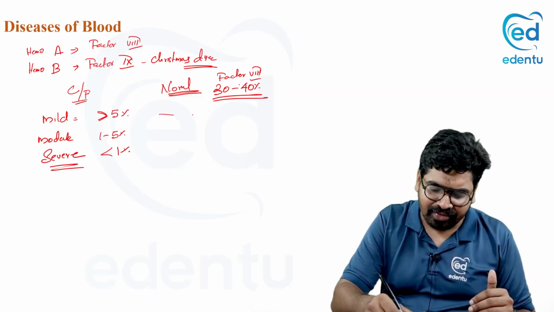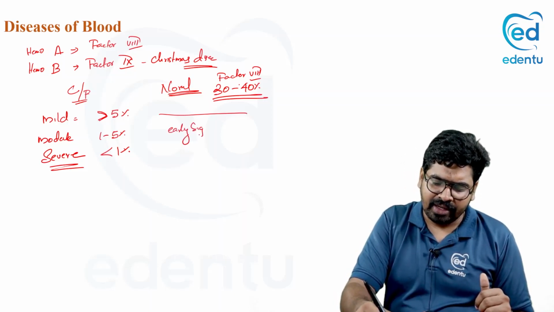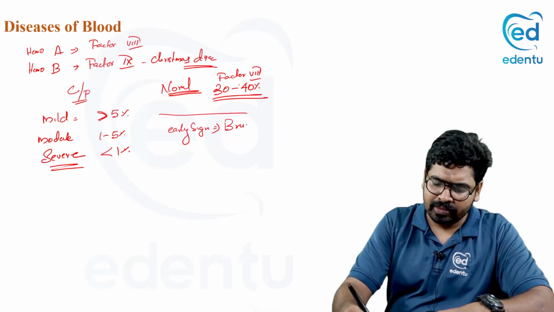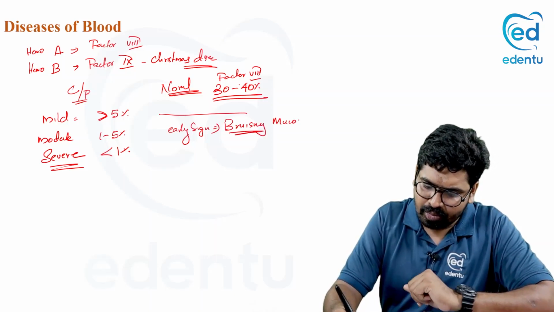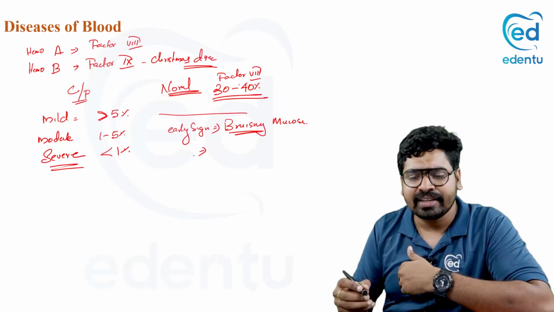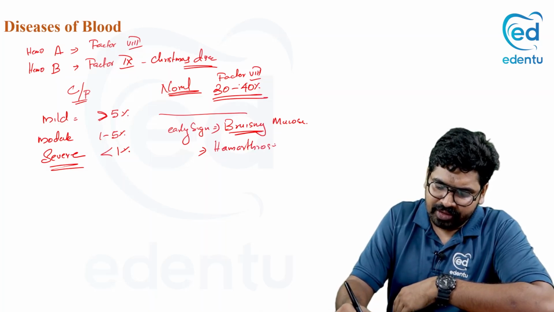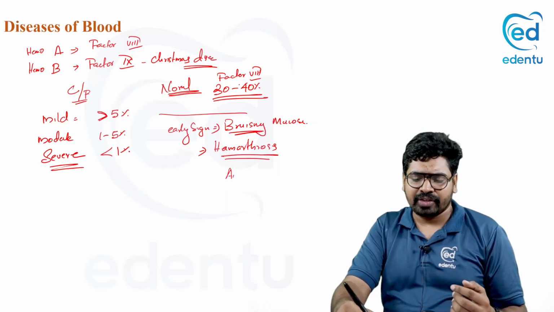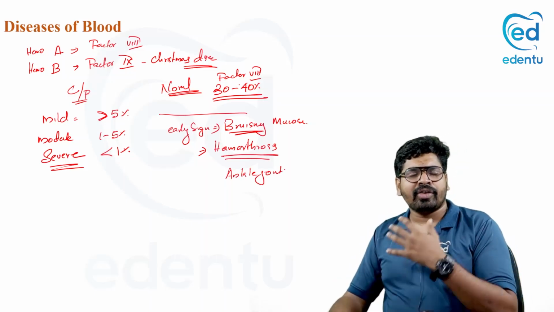So what are the manifestations? Early signs: the patient will have bruising in the mucosa. There is mucosal bruising. There is a bleeding tendency. There is hemarthrosis. Hemarthrosis means most commonly the ankle joints are affected, your ankle joints, or weight bearing joints, where you bear your whole body weight.